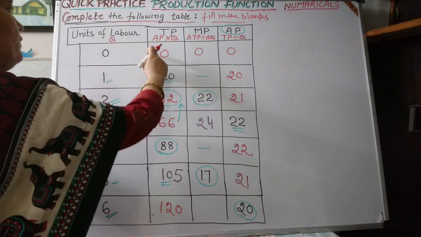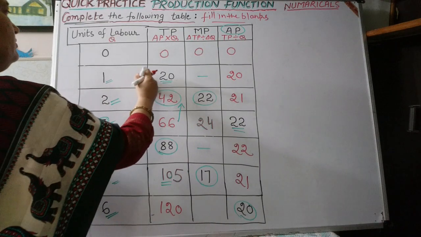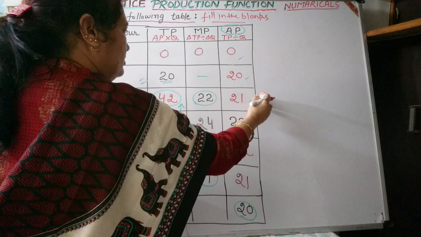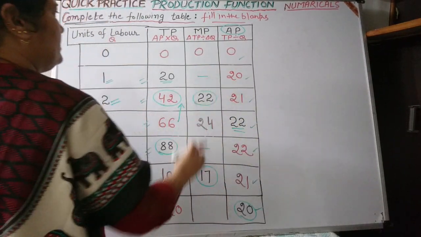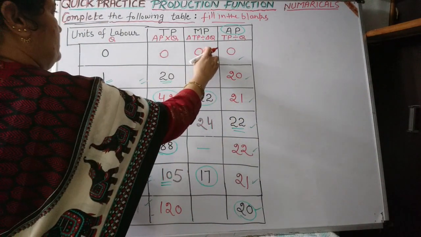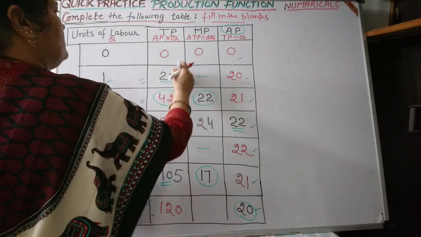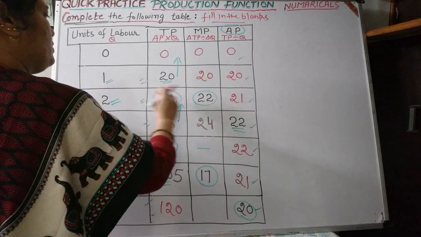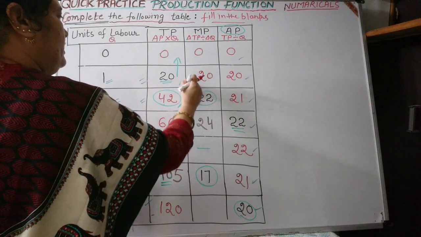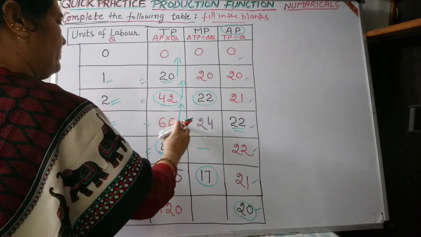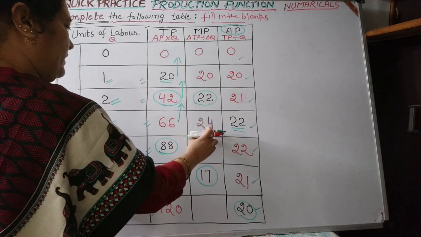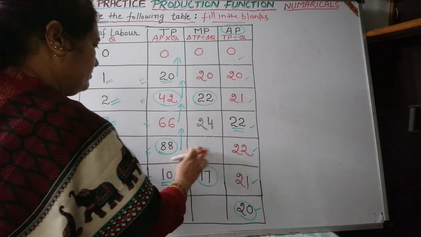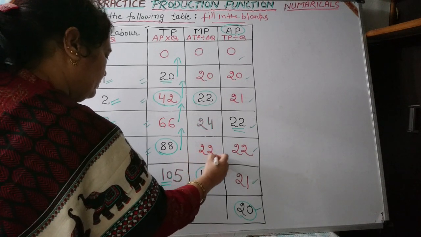Now all the values of total production have been completed, and all the values of AP have also been completed. Then let us calculate the values of marginal production. What is the change between 0 and 20? That is 20. What is the change between 42 and 20? We have already, that was given. Then 66 minus 42, 24. Then 88 minus 66, it will be 22.